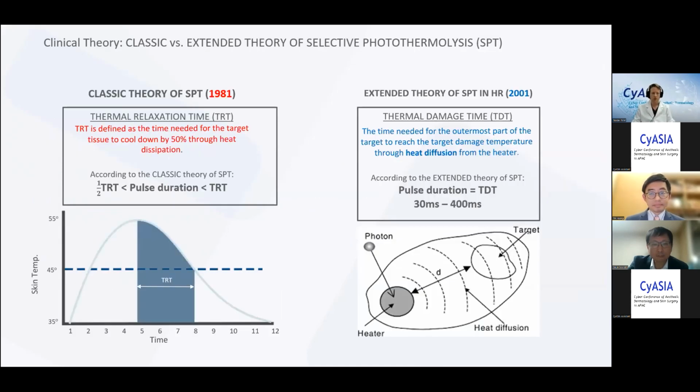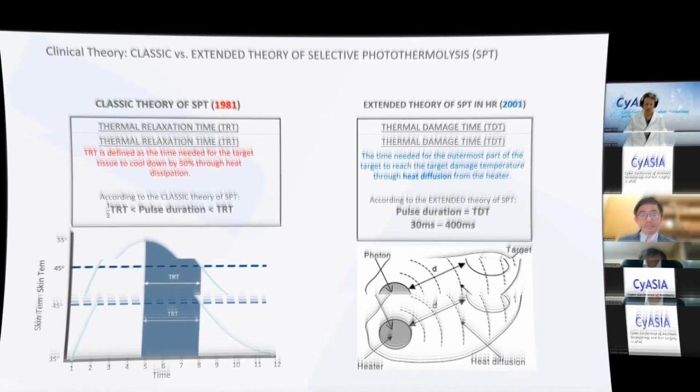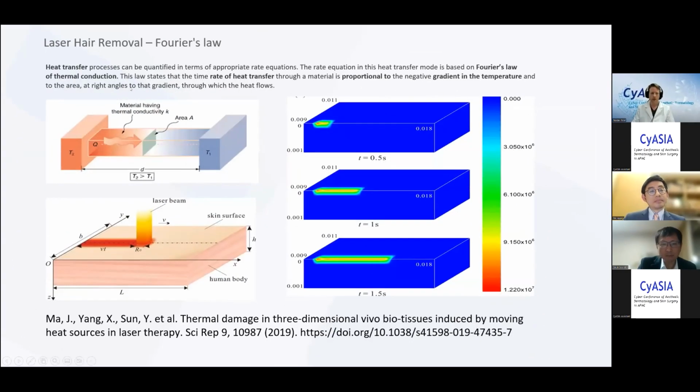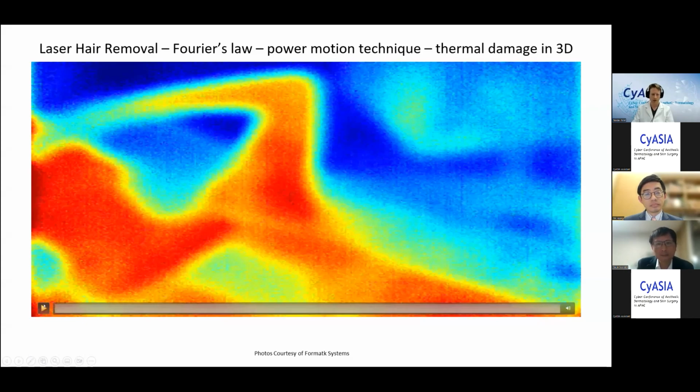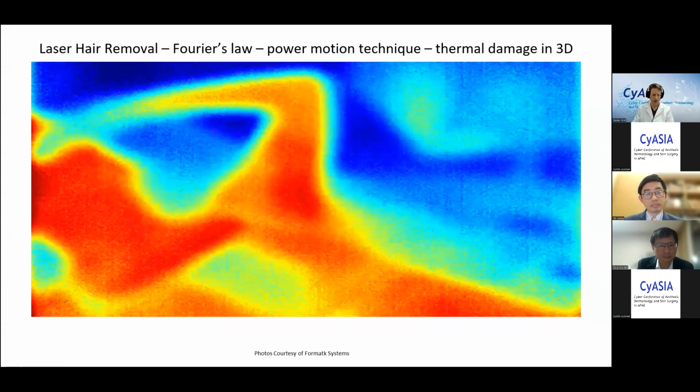So next slide. In 1981, they created the classic theory of SPT. Thermal relaxation time is defined as the time needed for the target tissue to cool down by 50% through heat dissipation. Next comes Fourier's law, which describes how heat is transferred. Power motion follows this law: you create light and get a continuous effect of the heat even after you are gone, so it's still working. Now I will show you power motion on our patient that follows Fourier's law, and I will guide you.